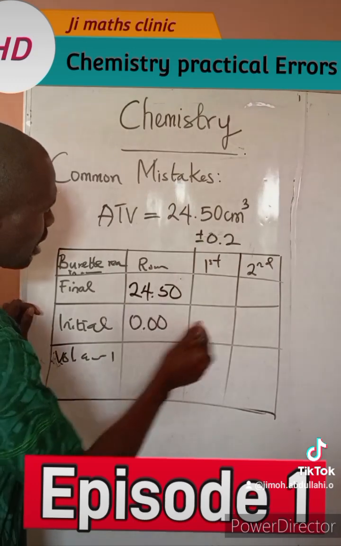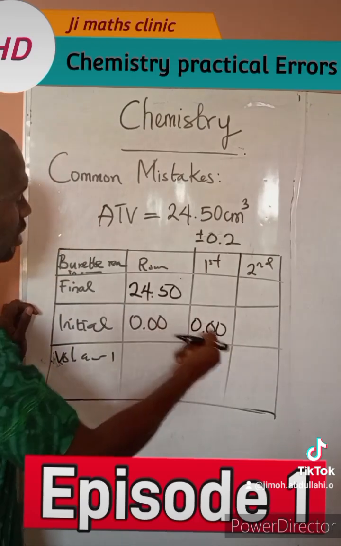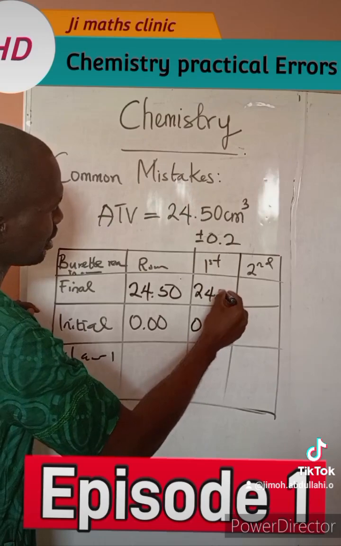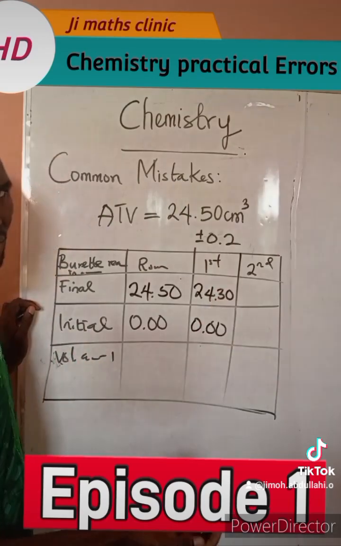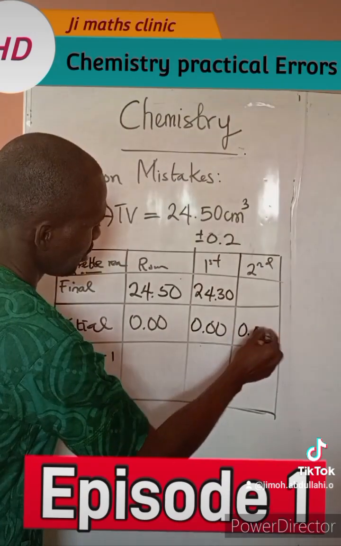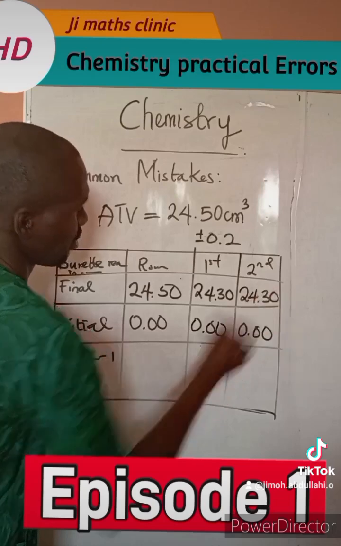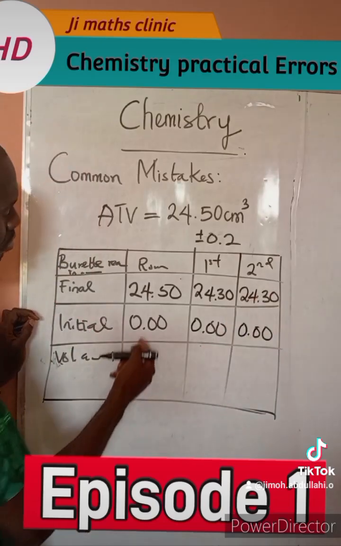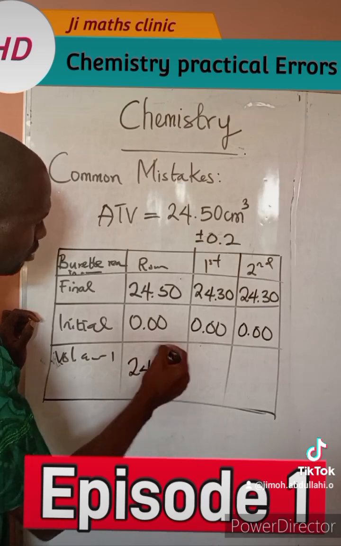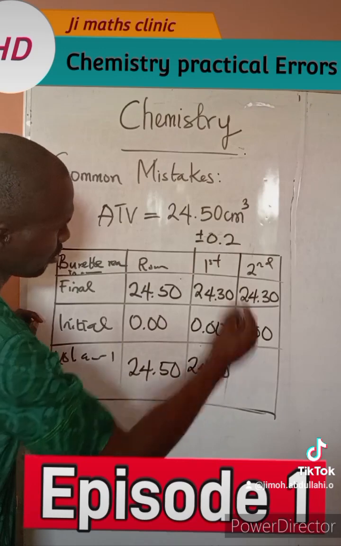Now, if I want to start again, I may use 0.0 or start from there. If it's 0.0, I may now read it to become 24.30. It is still within the range. I'm going to score my 3 marks. So that if there is also 0.00, I may also make this one become 24.30. Then this minus this will give me 24.30.